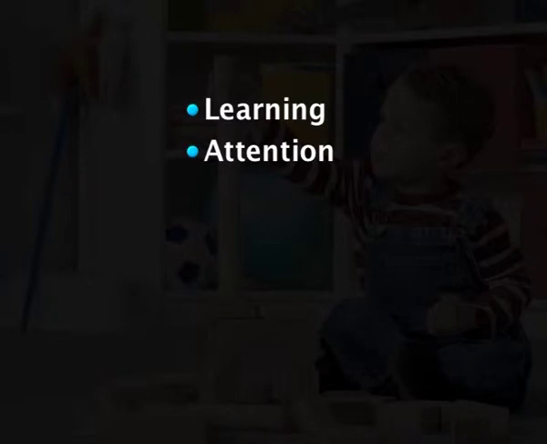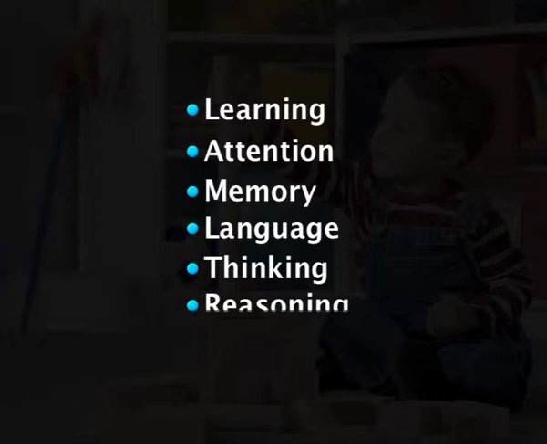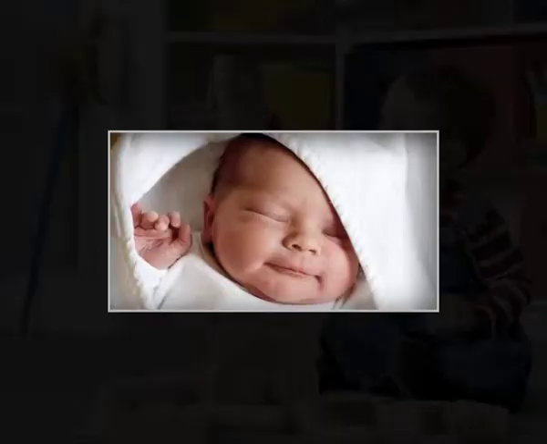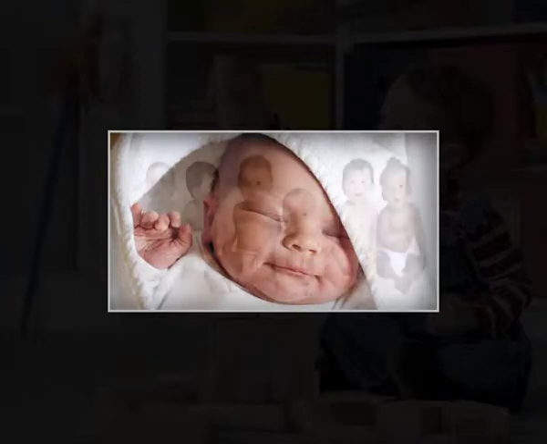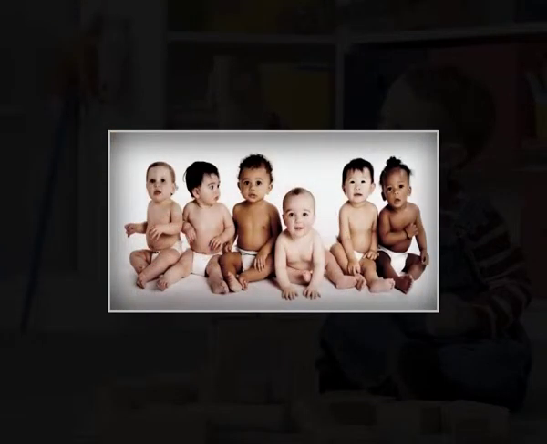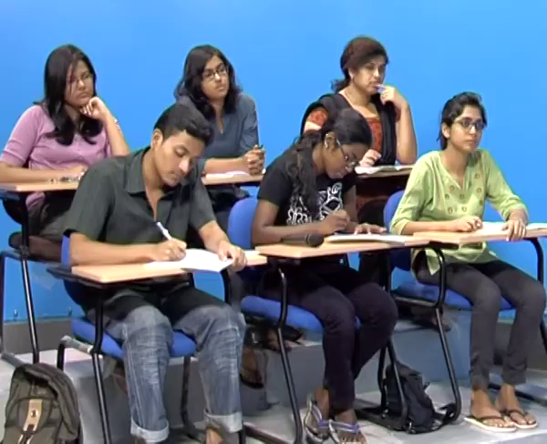So, cognitive development refers to the changes and stability in mental abilities such as learning, attention, memory, language, thinking, reasoning and creativity. Now, let us see how cognitive development occurs in children. Children are born with inherent potential for intellectual growth. They develop that potential by interacting with the environment, assimilating information through the senses and processing it.